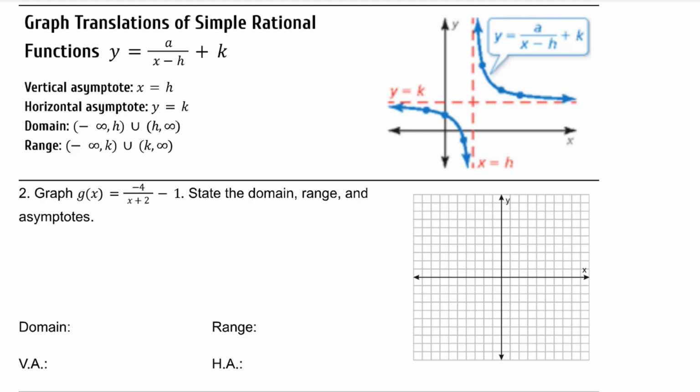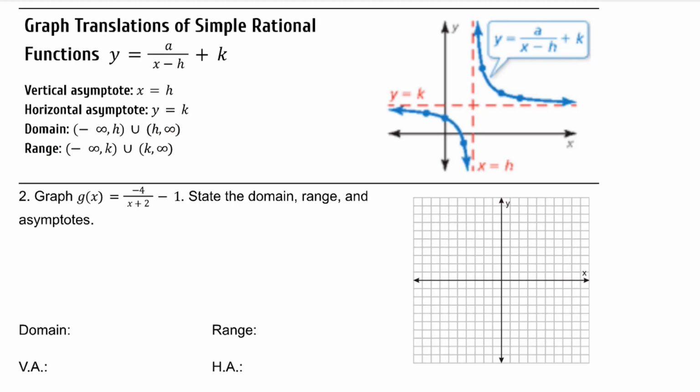To graph translations of simple rational functions, we have y = a over (x - h) + k, where a is your vertical stretch or shrink, and if it's negative, that includes a reflection about the x-axis, where h is your horizontal shift, indicating your new vertical asymptote, and where k represents your vertical shift, meaning your new horizontal asymptote. Domain and range are the same, except instead of 0 being the asymptote, h is the vertical asymptote and k is the horizontal. Let's graph -4 over (x + 2) - 1.